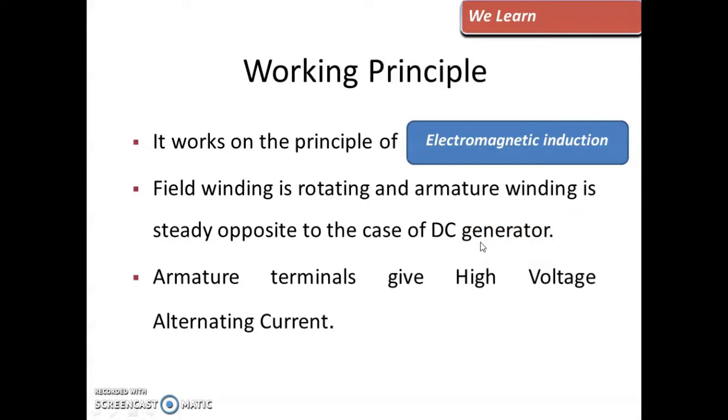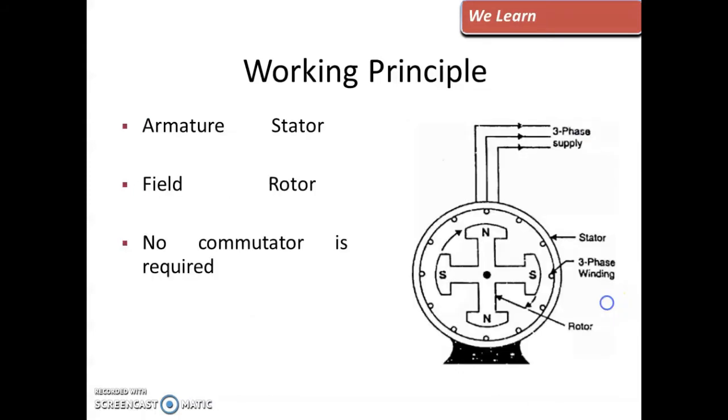Since armature terminals give a very high voltage as output, it is important to have it stationary. Some of its advantages we will see later. So for now it is clear: armature is on stator, field winding is on rotor, and no commutator is required because we need output in AC only.